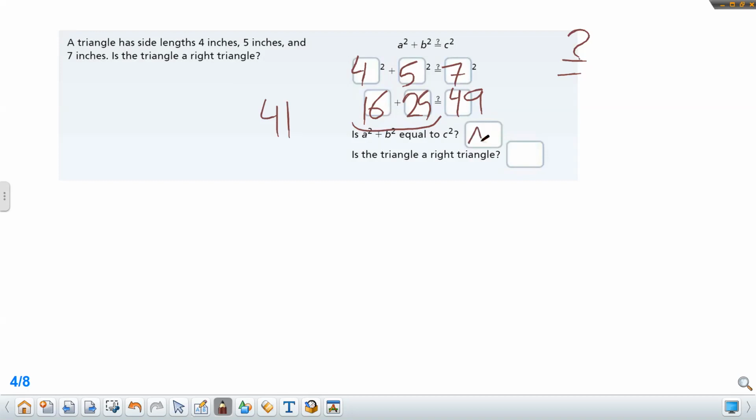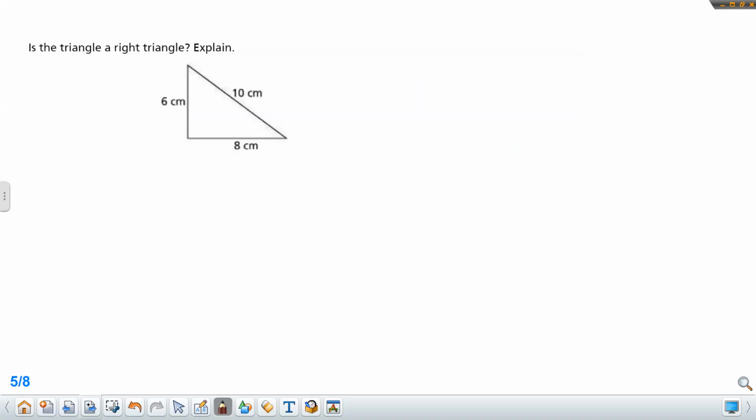Really? No. So is this triangle right? No, not right. Maybe obtuse, maybe acute. Okay, guys? Okay, girls? I think it's easy. Let's go to the next one.